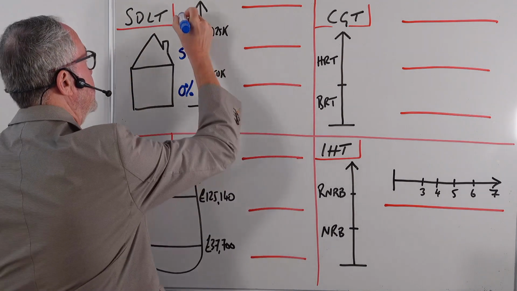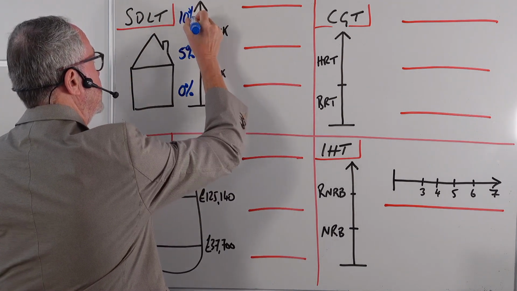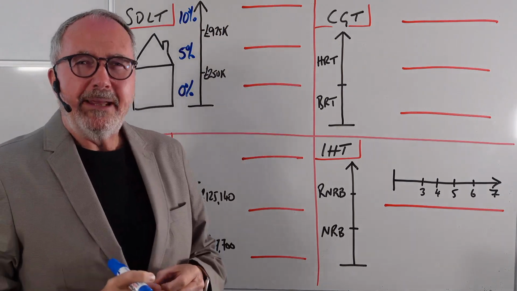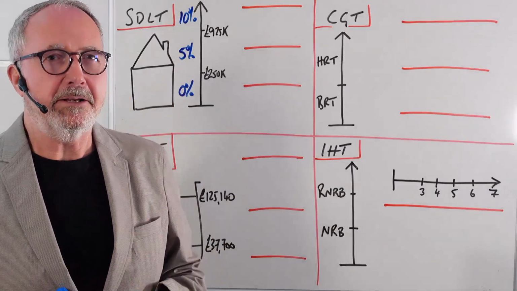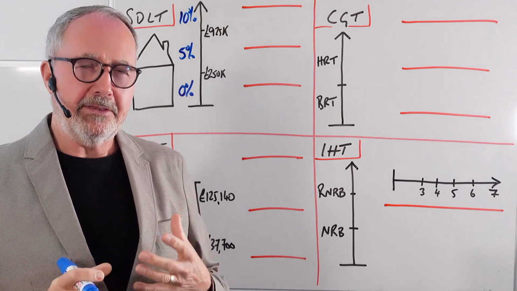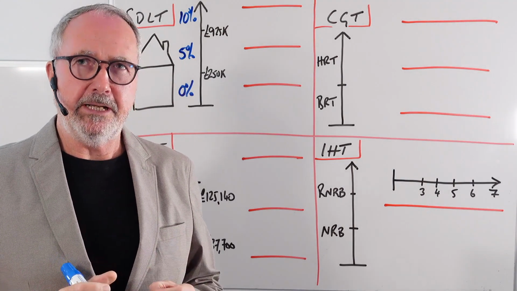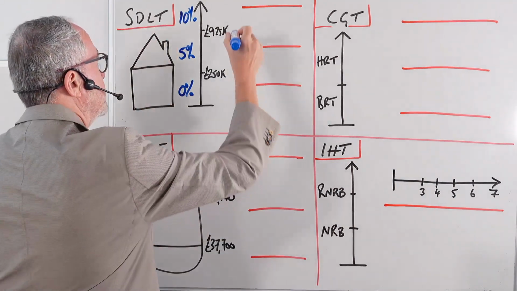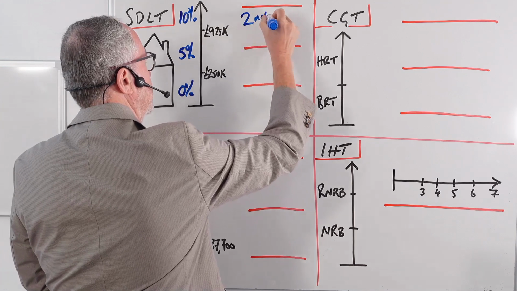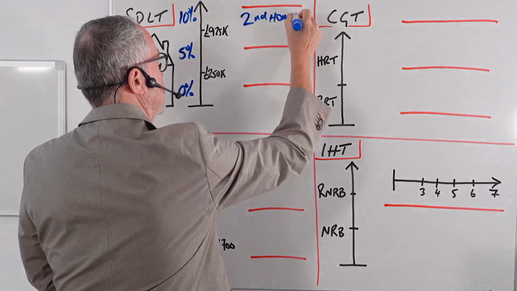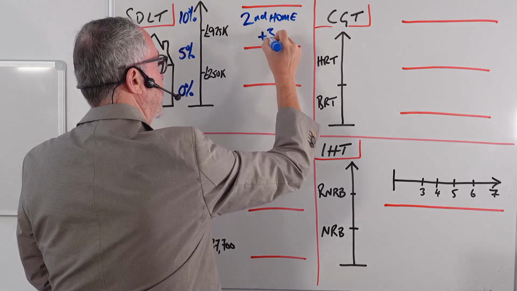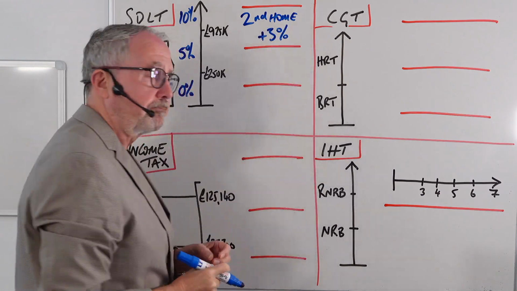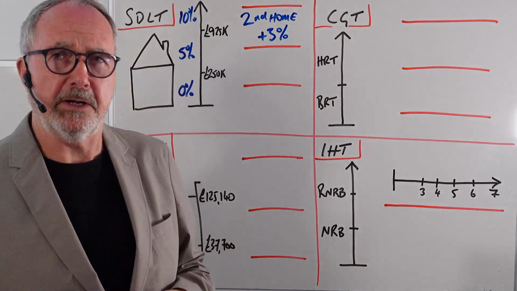Above that it's 10%. Now if you do get a question in the exam, you'll probably be given those numbers anyway, but you might need to be able to remember that. A couple of other things on stamp duty land tax. First of all, if you are a second homer, in other words you own a second home, then you still have to pay plus 3% in stamp duty land tax as well.